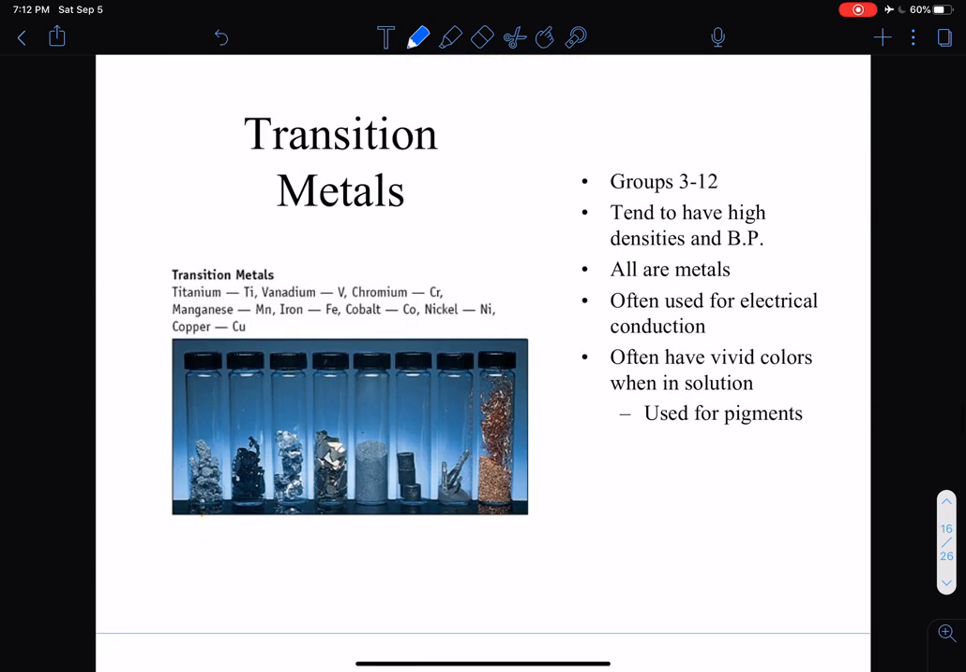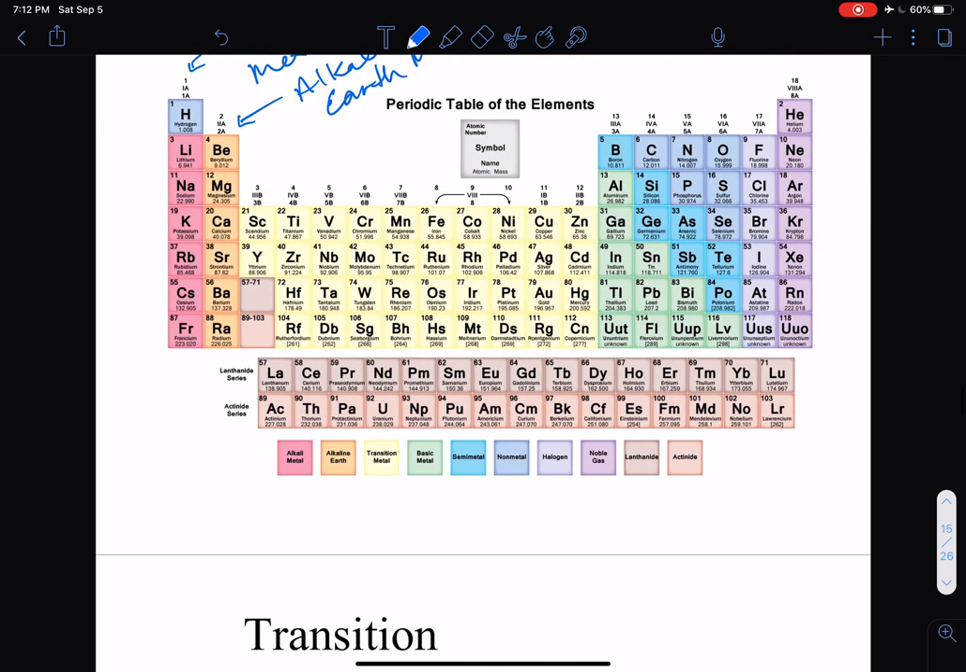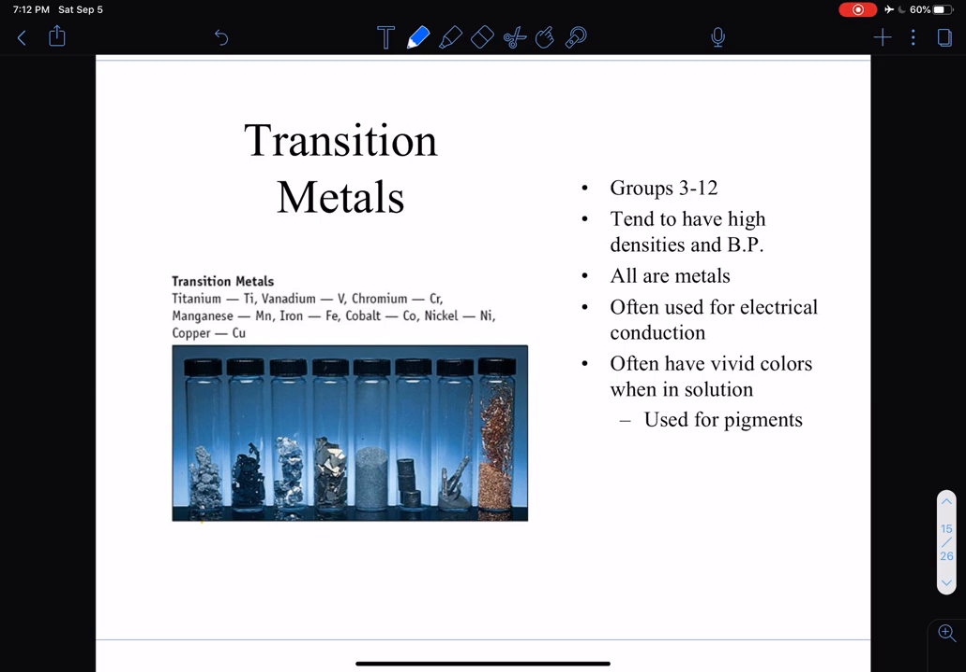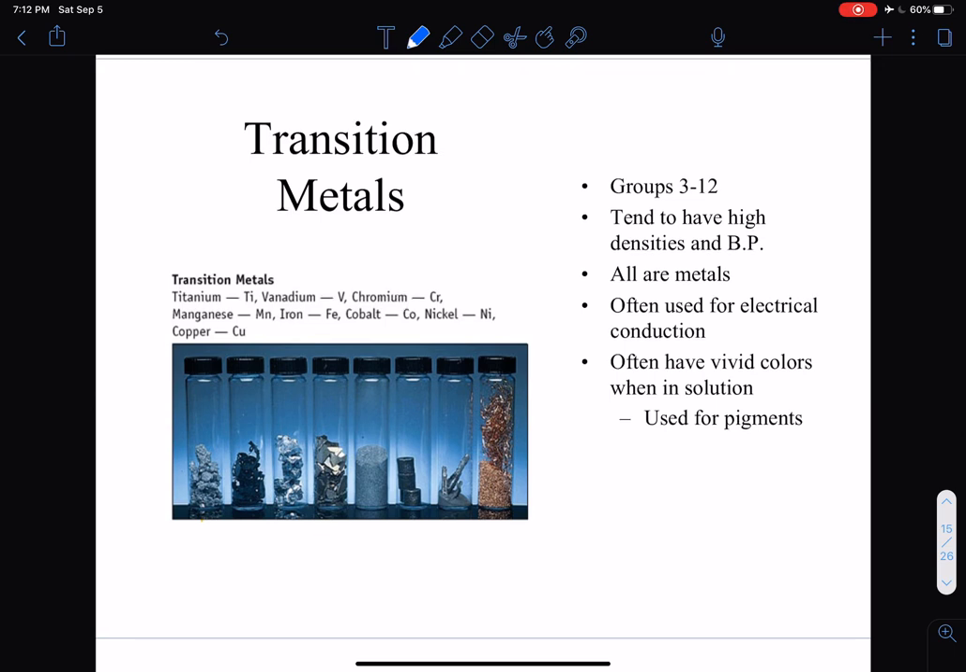Okay, that brings us to the transition metals that are in the center. So we have groups 3 through 12 here, if we're going with the 1 through 18 labeling. And we have the B's in there if you're going with the other labeling. So groups 3 through 12, and these tend to have high densities and high boiling points. So all of these are metals, and they're often used for electrical conduction.